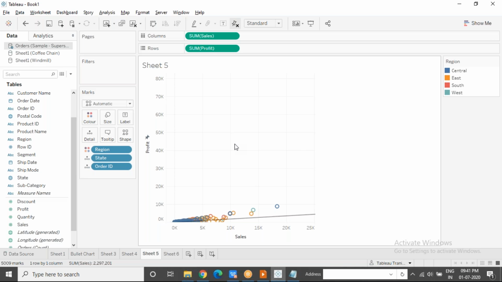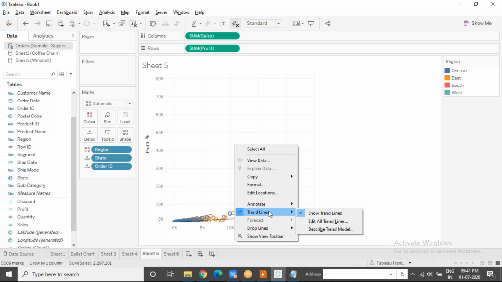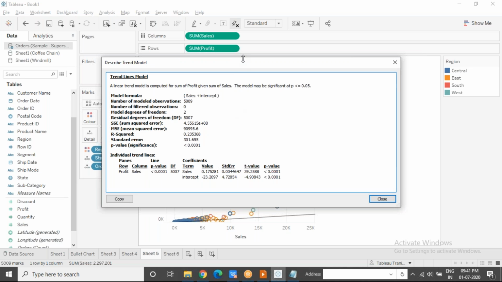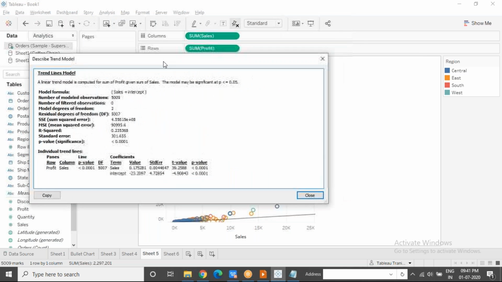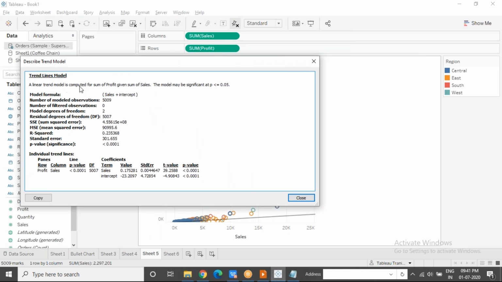Now, after you have done everything, you can also right click again on the axis, go to trend lines. There's an option called describe trend model. When you select describe trend model, you get all the statistical information pertaining to the model that you have built. It's a linear trend model which is computed for sum of profit given sum of sales. Model may be significant at p less than or equal to 0.05, which means confidence interval is greater than or equal to 95%. Then model formula, modeled observations.